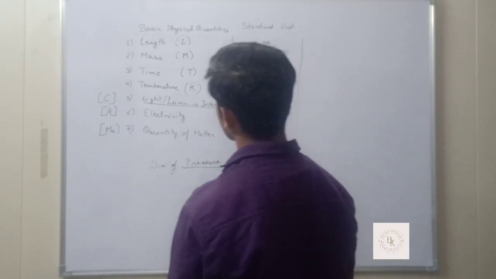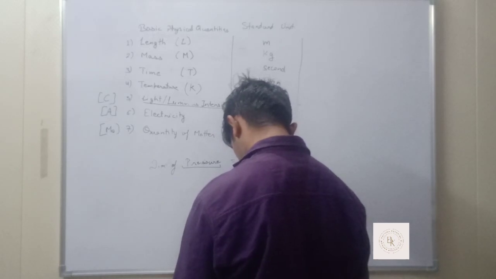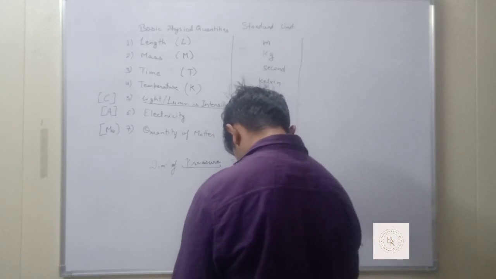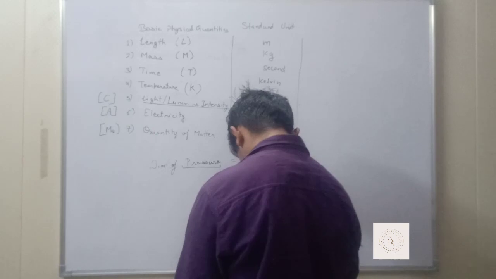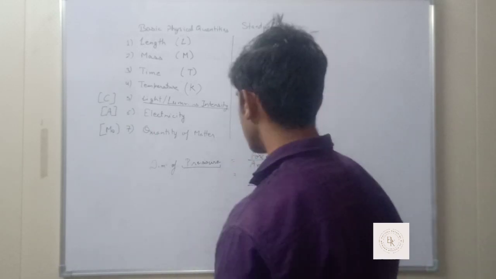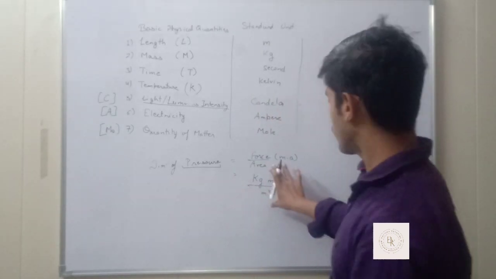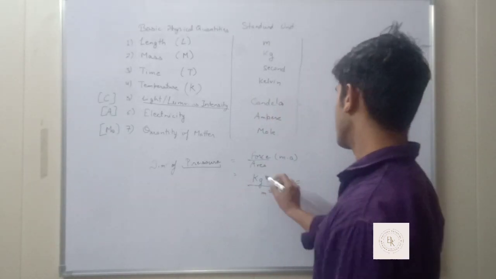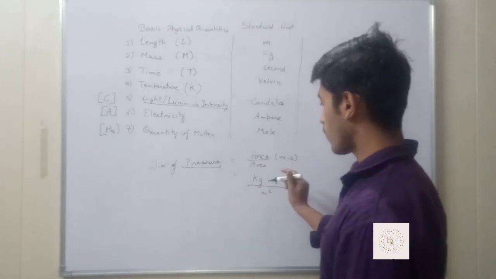MLTA, I should say, and then we have quantity of matter. Okay, that's all right. So let's proceed to the dimension of pressure. Pressure is force per unit area. Now these are some basic quantities.